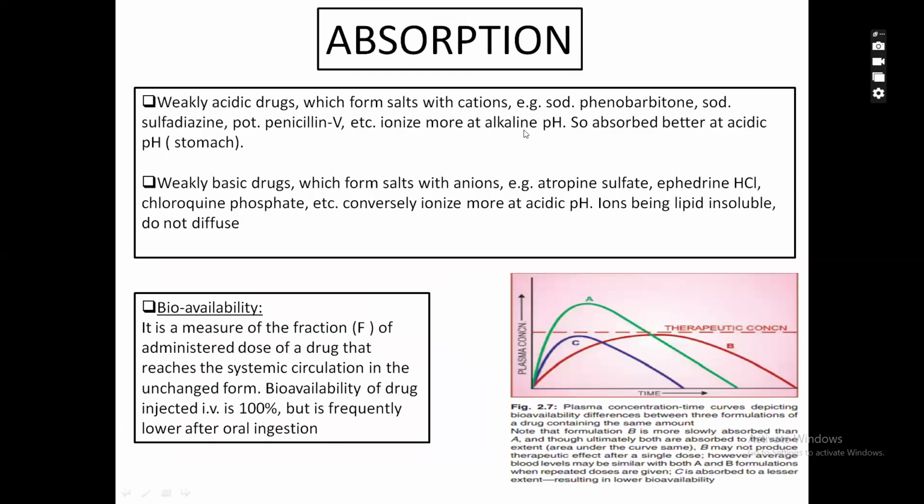Coming to absorption, a weakly acidic drug which forms salts with cations ionizes more at alkaline pH. The weakly acidic drugs are mainly salts of strong bases, so they form salts with cations. They ionize more at alkaline pH and so are absorbed better at acidic pH. Why? If it is more ionized in an alkaline pH, the ionized particle will not pass through the lipid molecules, because to get absorbed you must pass through the lipid layer. So it remains unionized in acidic pH, and it gets better absorbed in acidic pH.